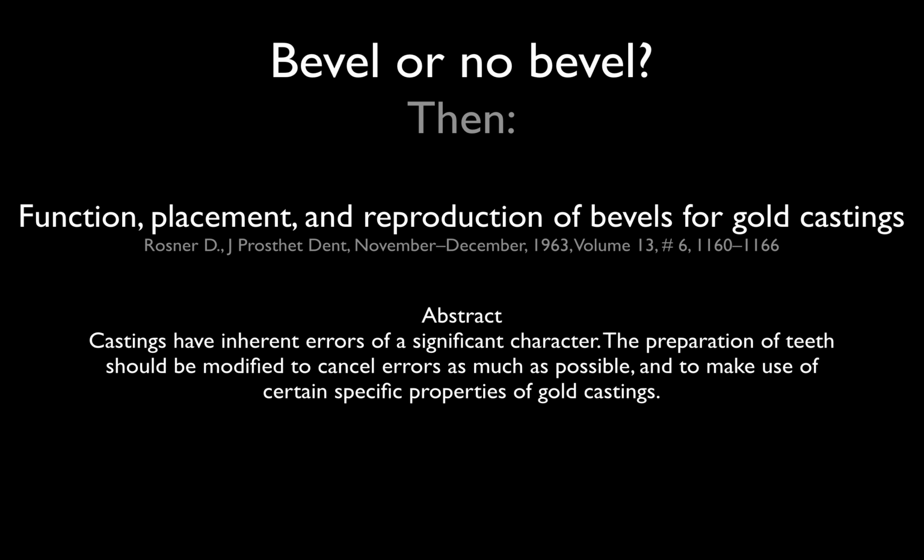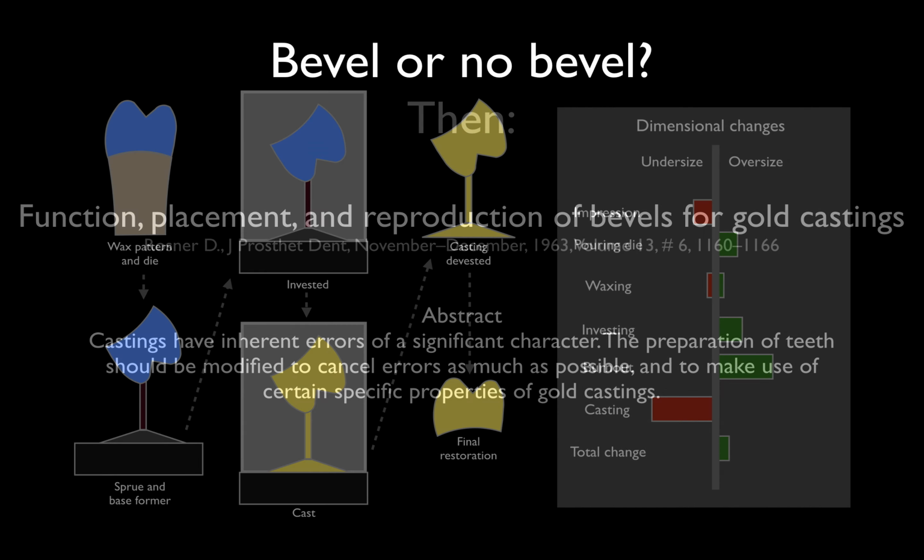And why is that? Again, multiple interactions. And I think Rosner kind of addressed this the best. He noted that all castings have inherent errors of significant character. And the preparation of our teeth should be modified to try to cancel these errors as much as possible, and to make use of the certain specific properties of gold castings. What did he mean by that?